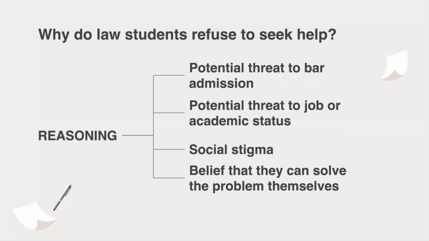And then the second is potential threat to job or academic status. This is the same as the first point. The third is the social stigma. Again, like I discussed before, the culture surrounding drinking is a huge factor in why so many people do not seek help. And then finally, again, the belief that they can solve the problem themselves, which, addiction is a disease. It's not something that you can solve yourself.